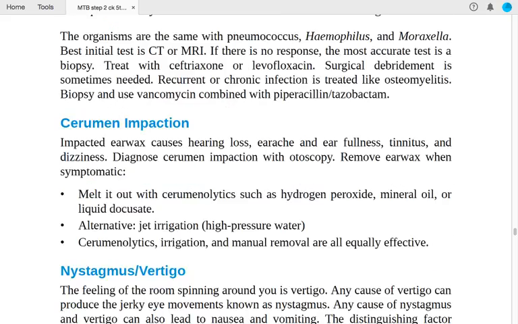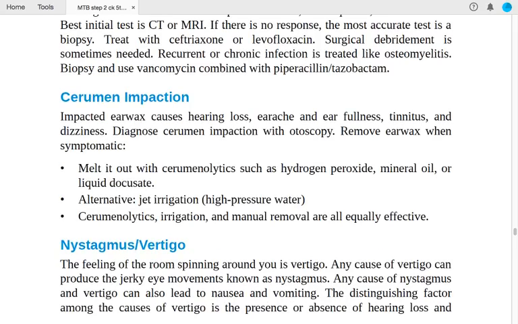Then we have cerumen impaction. Cerumen impaction is impacted earwax, causing hearing loss, earache, ear fullness, tinnitus, and dizziness. So when the cerumen is impacted, it can cause all of these things like hearing loss, earache, ear fullness, tinnitus, dizziness. You have to diagnose cerumen impaction with otoscopy. You have to go for the otoscopy.